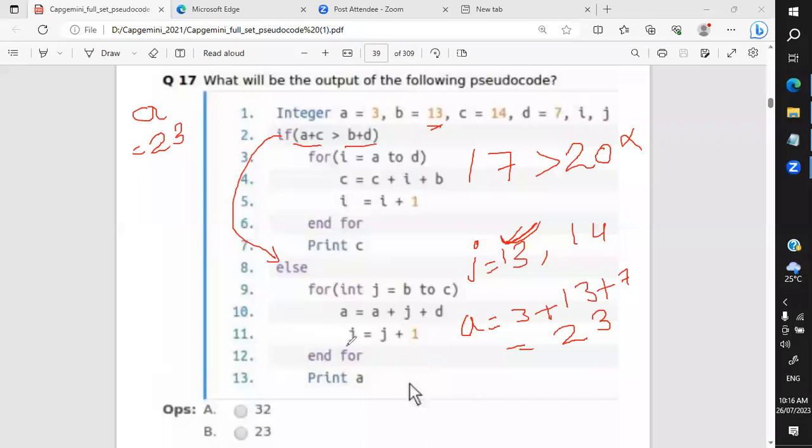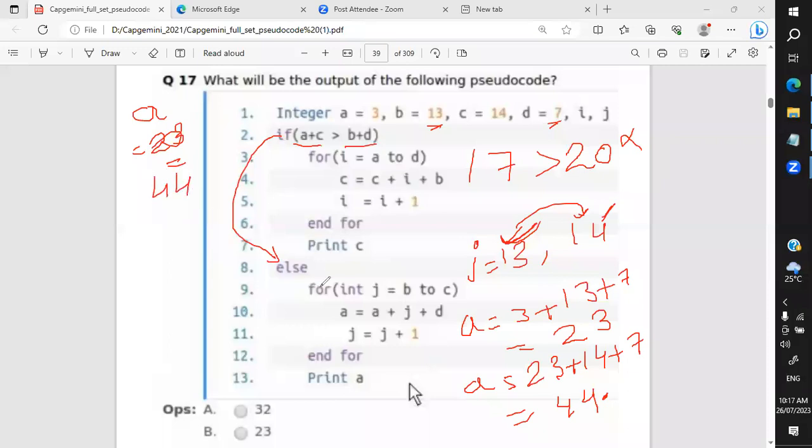Then after that, I have J equals J plus 1. J was 13. That would become 14. That's all right. 14 is within the range B to C? Yes. So it will enter inside again. A equals, what is the current A value? 23. I have to always take the updated values. So 23 plus the current J value, 14, plus the current D value. What is the current D value? 7. We didn't change the D value anyway, right? So we are taking the same D value, 7. So 23 plus 7 is 30. 30 plus 14 is 44. The updated A value is 44.